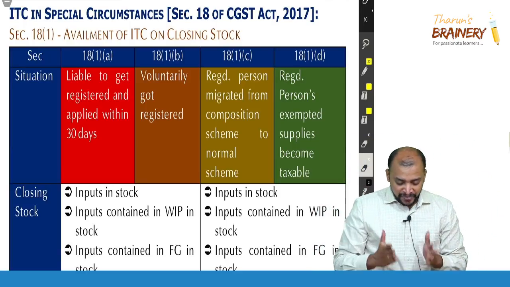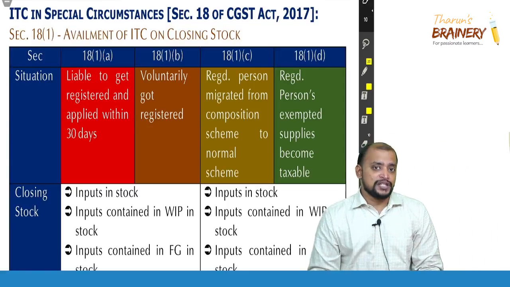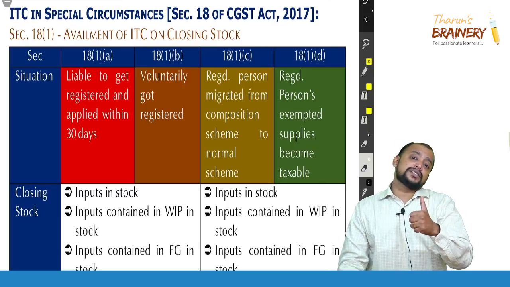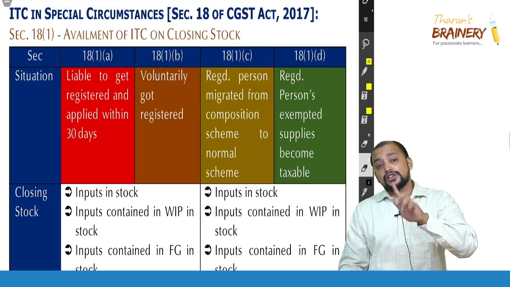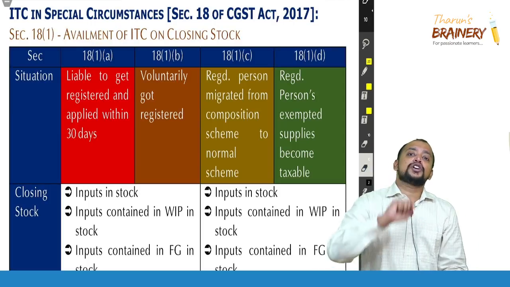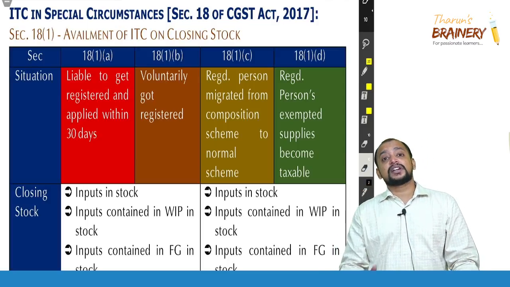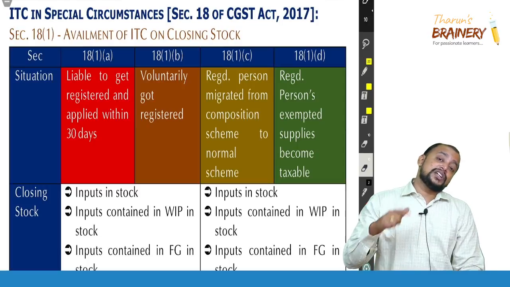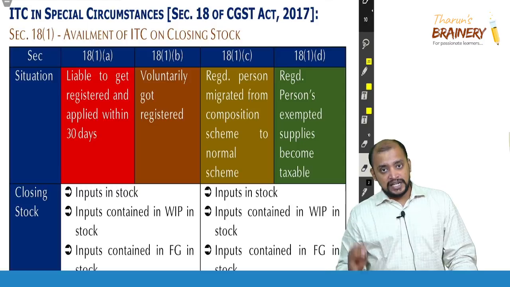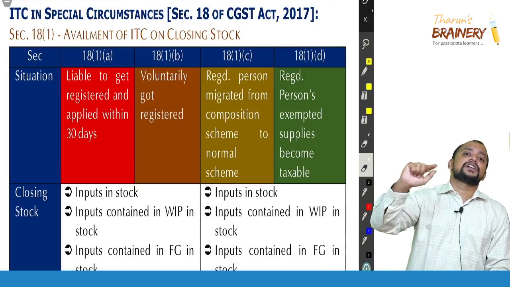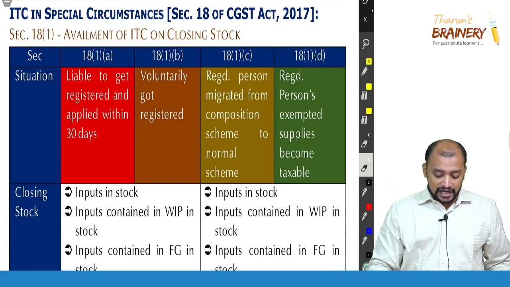Say for example, from today you are liable to register and liable to pay GST. Then whatever is the closing stock as on yesterday will be used for making outward supply from today. As you are paying GST on outward supply, you can enjoy the ITC on that closing stock. That's what 18.1a says. Whatever is the closing stock as on yesterday, the GST paid on that can be taken as credit under 18.1a, provided the application for registration is made within 30 days. Say this: liable to get registered and applied within 30 days.